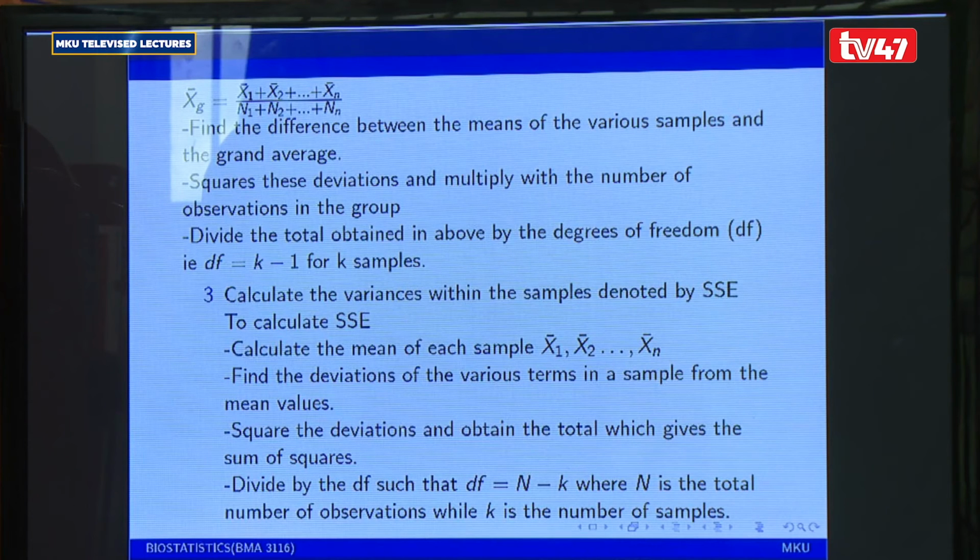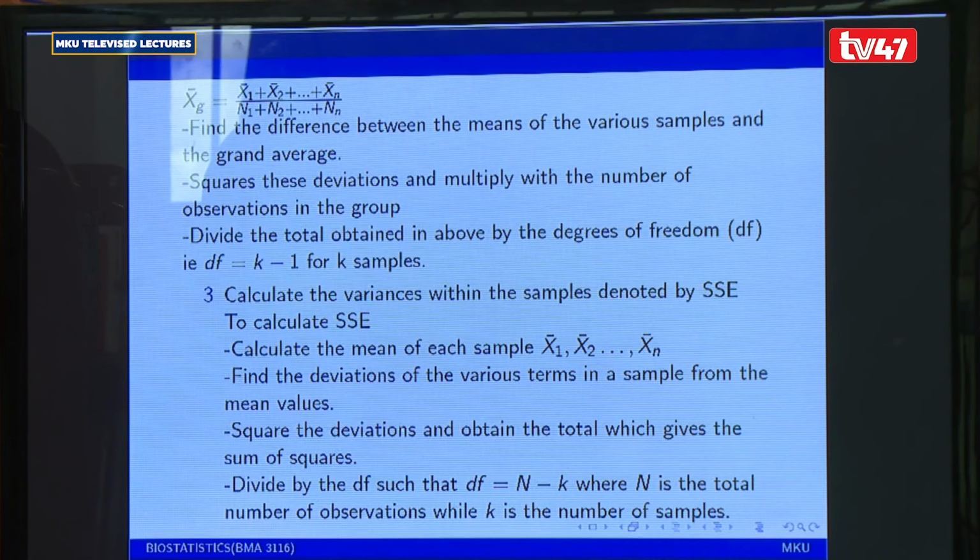Step number 3, you calculate the variances within the samples. This will be denoted by SSE. Now, to calculate SSE, you calculate the mean of each sample, which we had found before. Then you find the deviations of the various terms in a sample from the mean values. Remember, in the previous step, we calculated the mean in each sample.